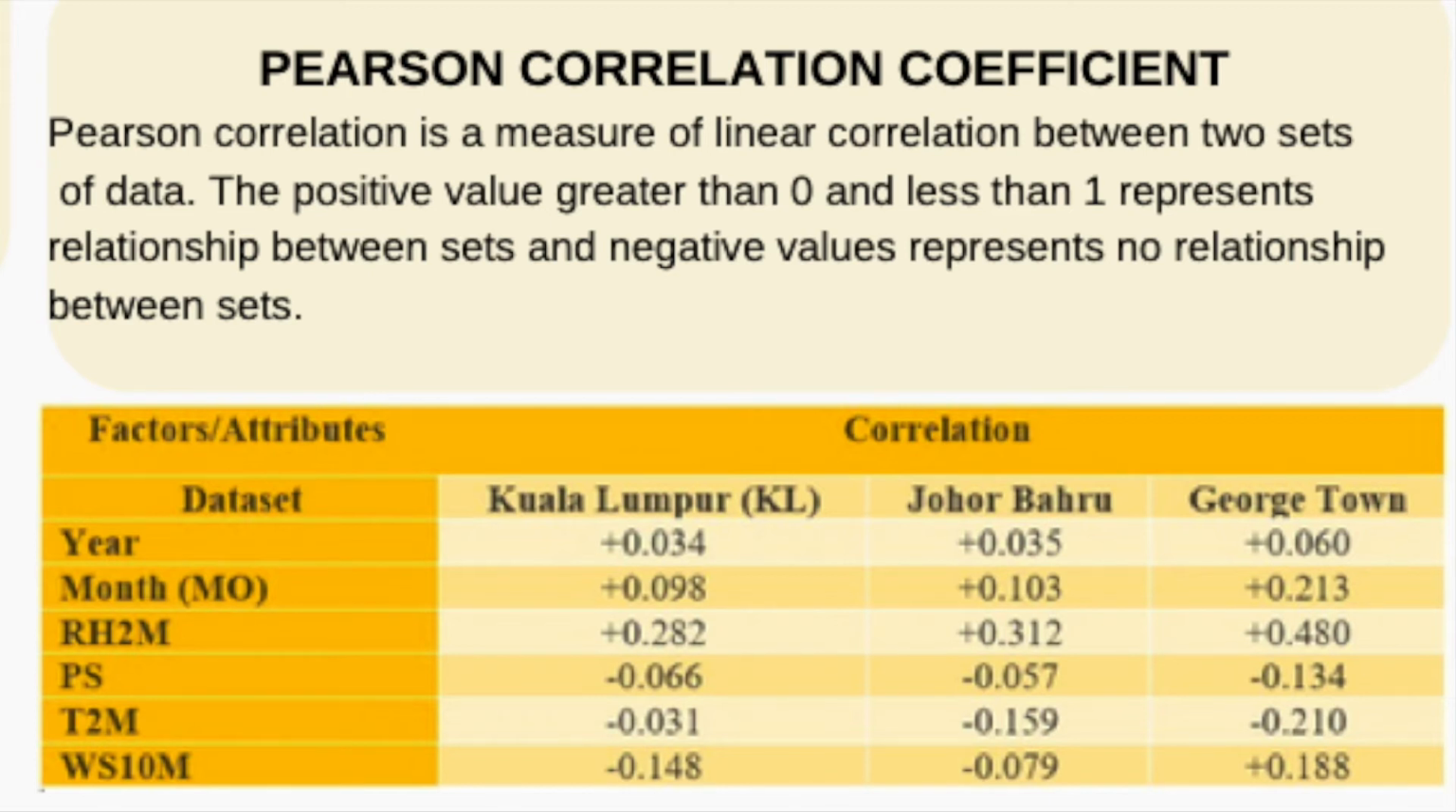Before modeling, we tried to find the correlation of rainfall or precipitation with other variables. So we used the Pearson correlation coefficient for this. Pearson correlation is a measure of linear correlation between two sets of data. So our one set is precipitation, and the other variables are year, month, relative humidity, surface pressure, temperature and wind speed. So from this table we can see there is not any significant correlation between precipitation and other variables actually.